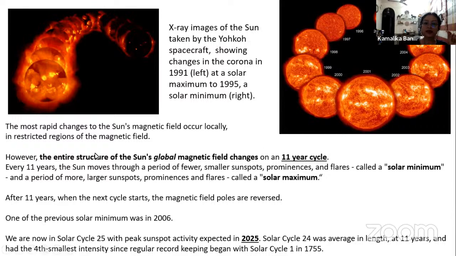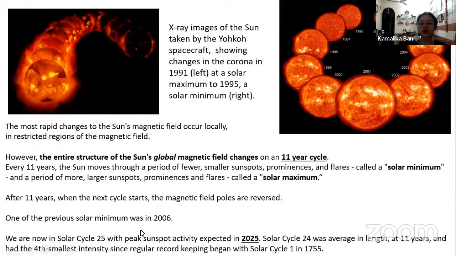What they say is that the entire structure of the sun's global magnetic field changes on an 11-year cycle, where after 6 years we'll have a solar minima and then a solar maxima. As the terms suggest, during solar minima there will be lesser solar activity, hence lesser sunspots, solar flares, and solar winds, right? But during solar maxima, there will be much larger sunspots, prominences, and flares. Also, when the next cycle starts after 11 years, the magnetic field poles are reversed.